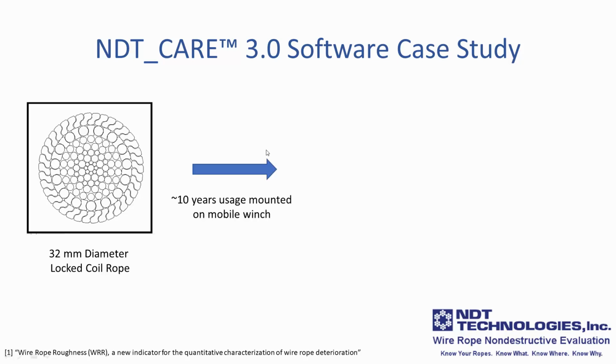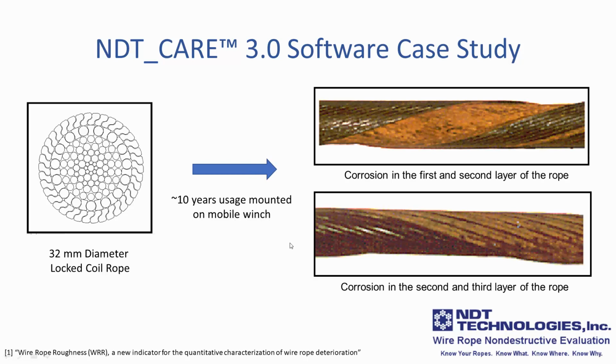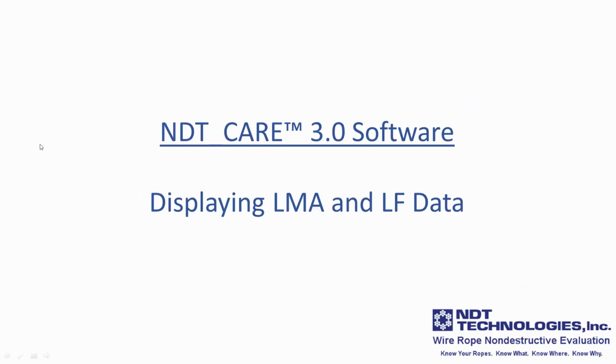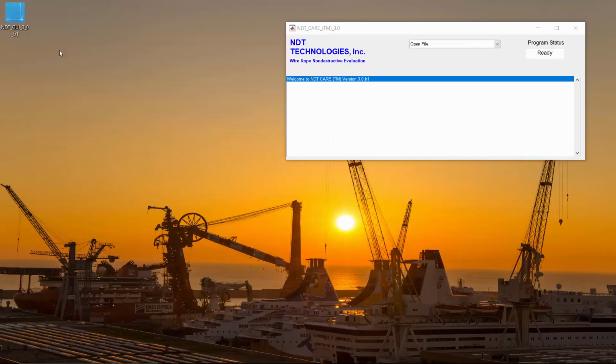Given this construction, we looked at a rope that had been mounted on a mobile winch and was in service for approximately 10 years. Visual inspection of the rope showed corrosion in the first and second layer of the rope, as well as corrosion in the second and third layers. Using the data obtained for this rope, we can now use the NDT Care version 3.0 software to analyze this rope further. We'll start by opening the data file and displaying the LMA and LF data.